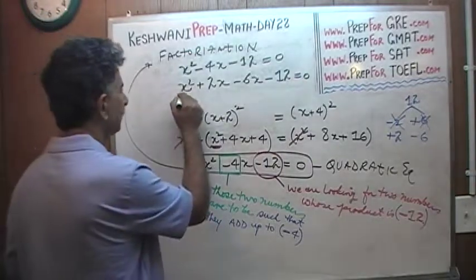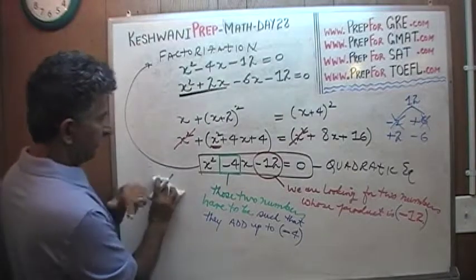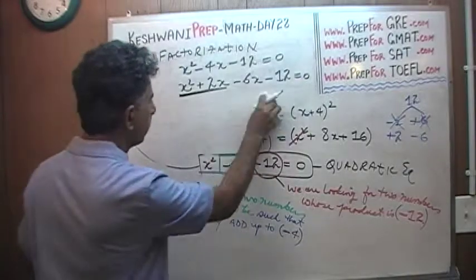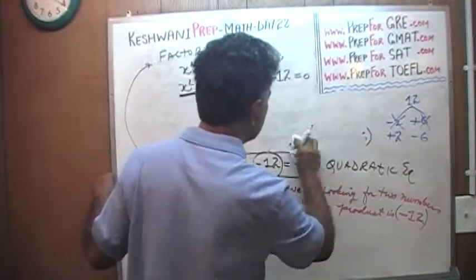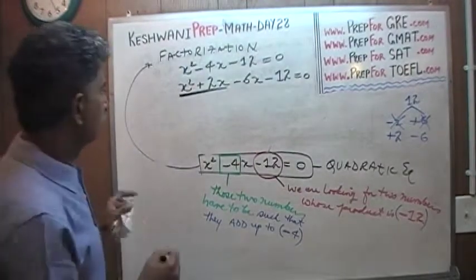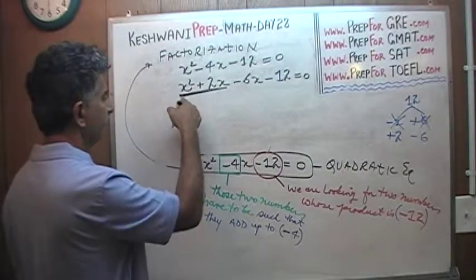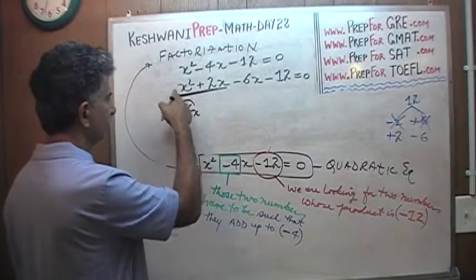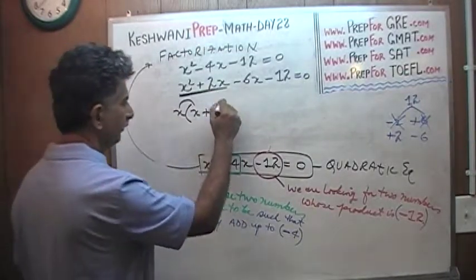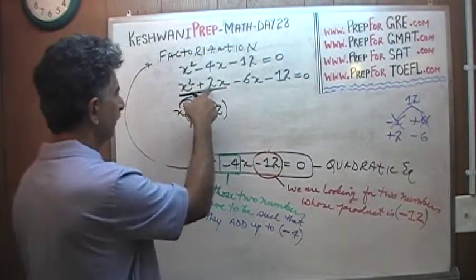Now I want you to look at these two terms together and see if you can find anything common. I need to erase all of these things because we need the room. What do you find common in these two terms? These are called terms. What do you find common? We find x common. If I take out x common here, we're left with x, because x times x is going to give us x squared. Plus, if you take out x common from the second term, you're left with 2. You see? 2 times x is going to give us the 2x.